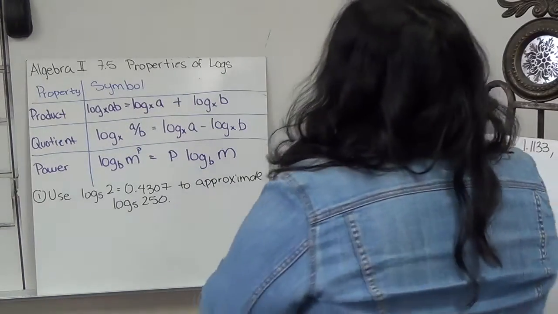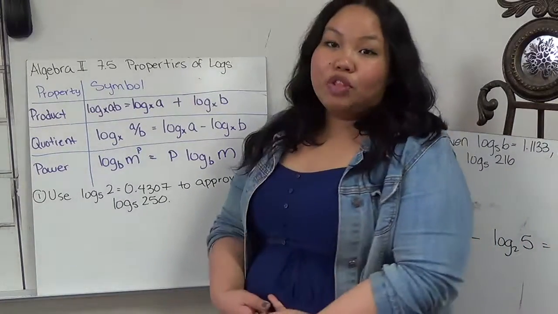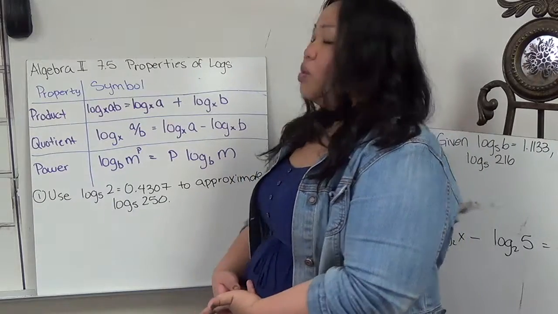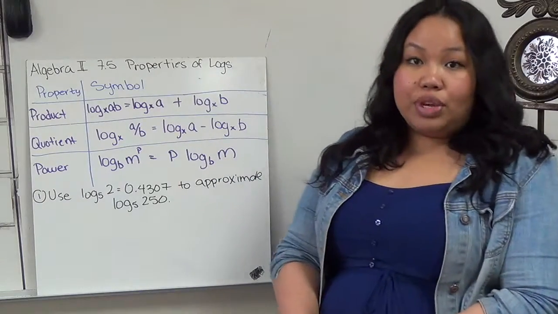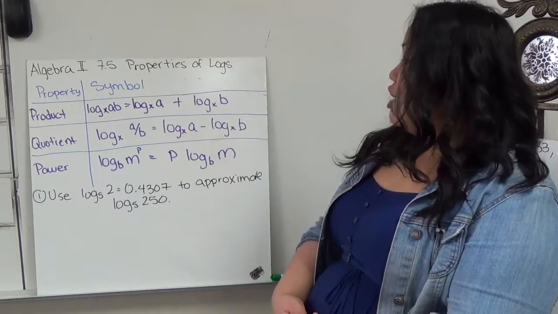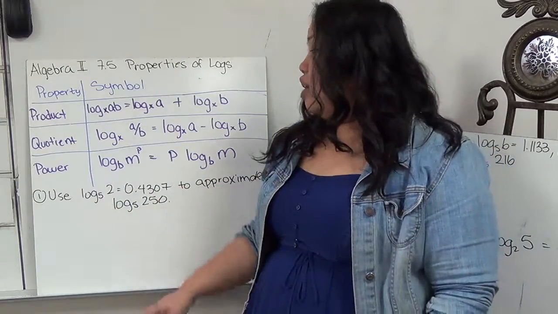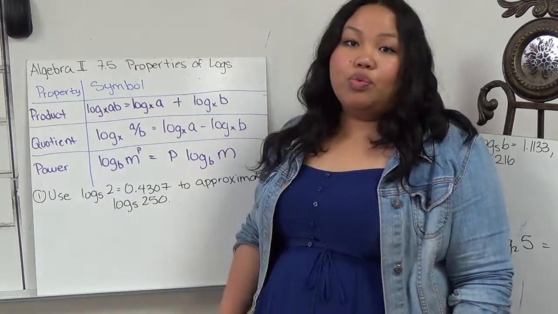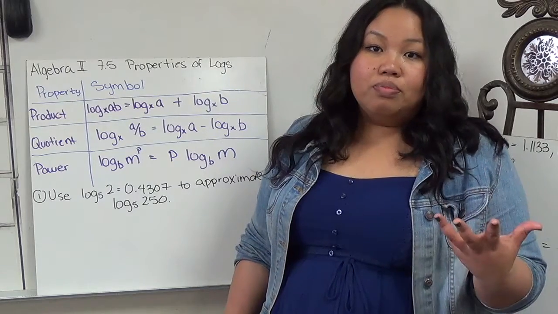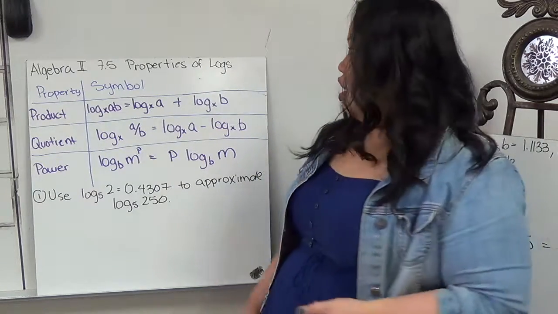In Algebra 2, section 7.5, we're dealing with properties of logarithms. In this section, we're combining the tools that we have from 7.3 and 7.4 and applying the log basis. You've seen the logs, but now we're actually going to attach a value to the logs.